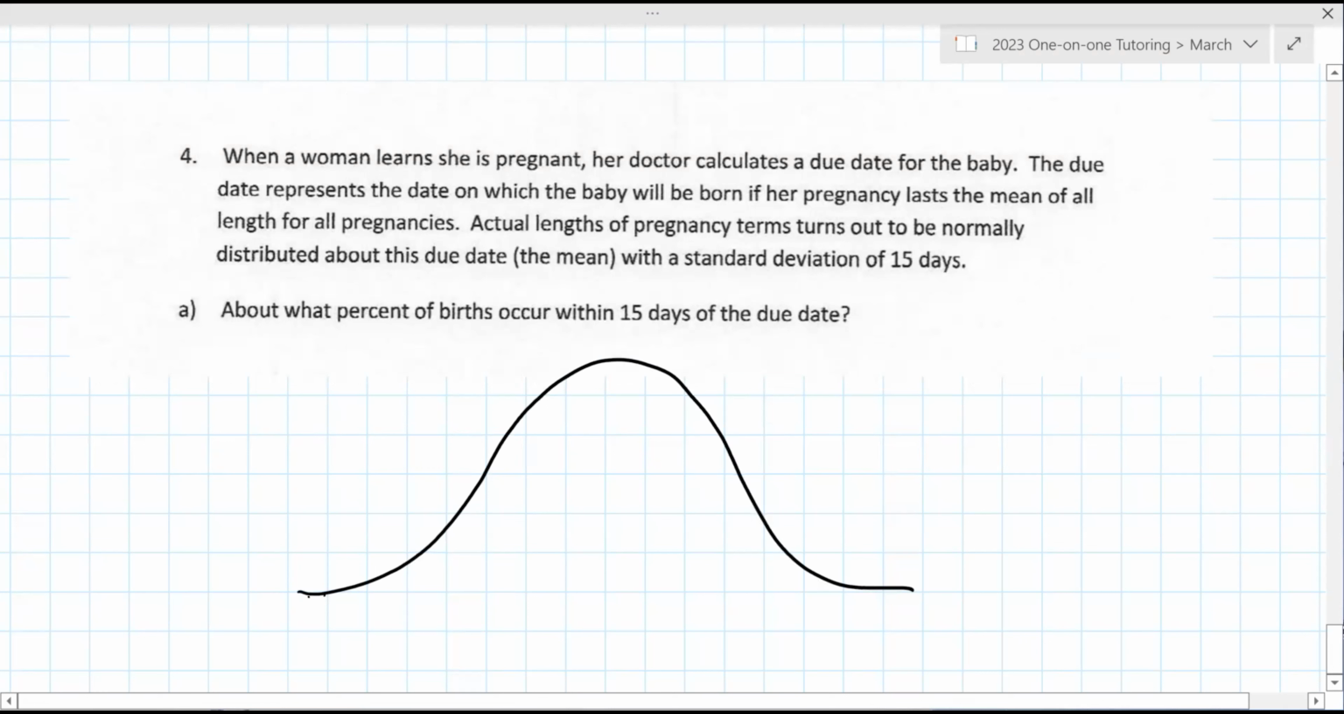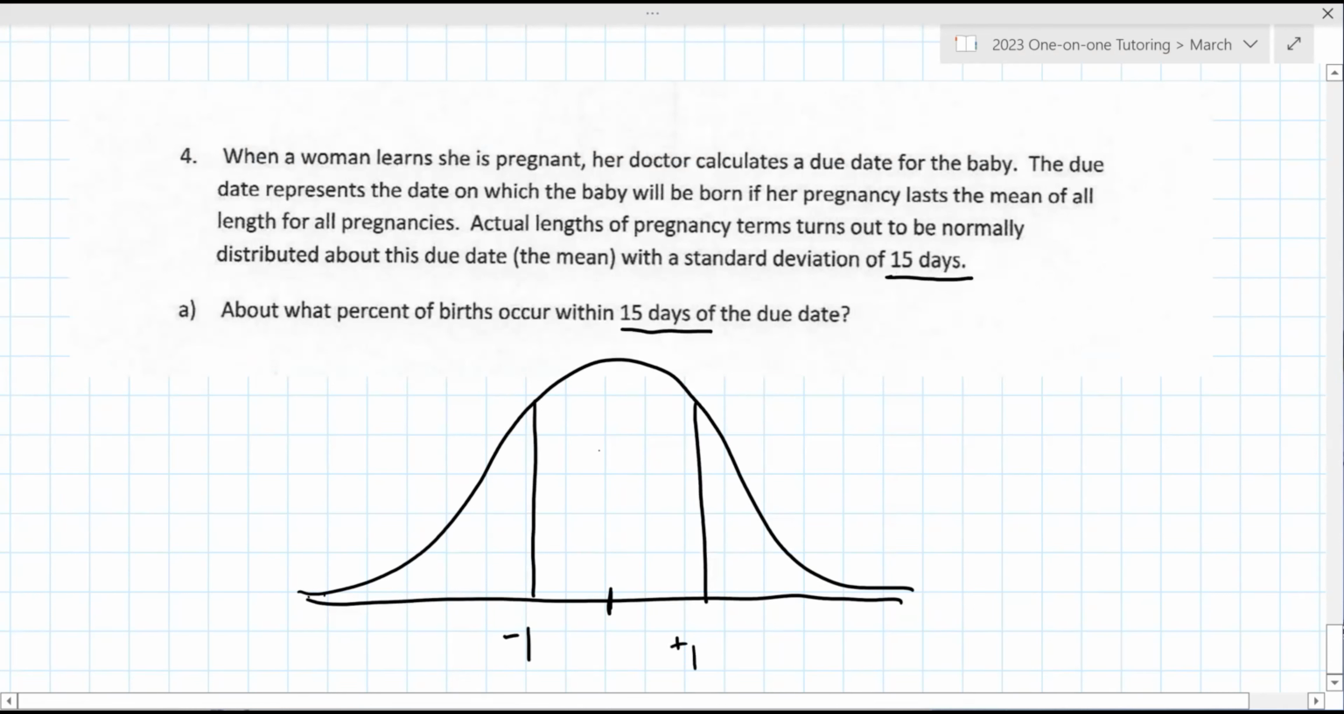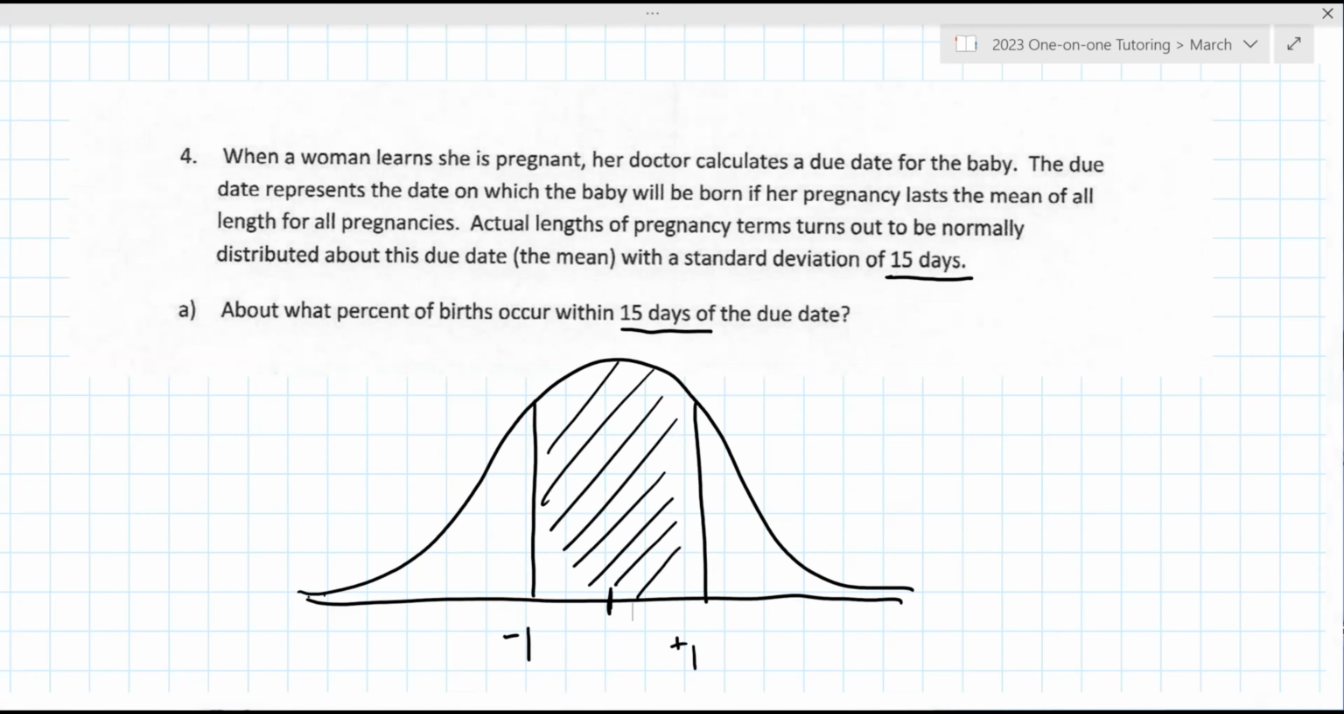Actually, let me draw it. So whatever the mean is, they're saying that 15 days is a standard deviation. So they're saying within -1 standard deviation and +1 standard deviation, what is that area? And it's not that difficult to calculate if you know the empirical rule.